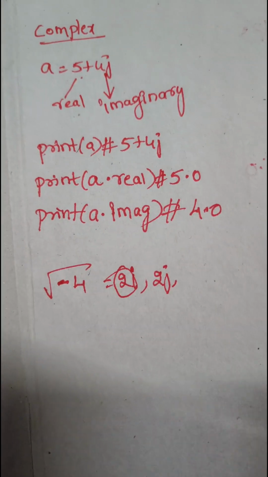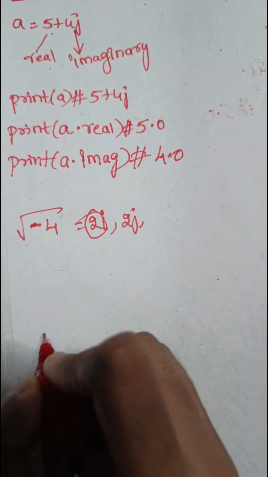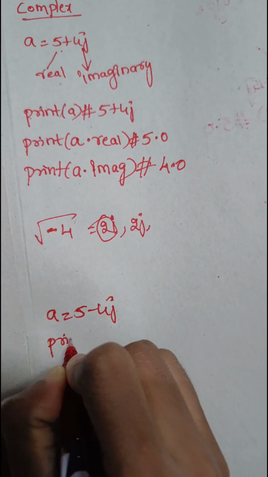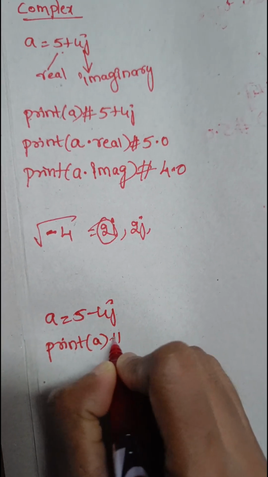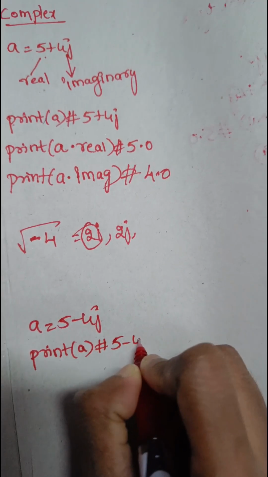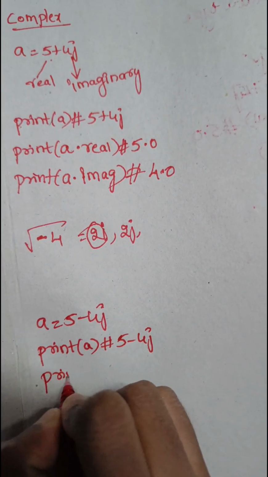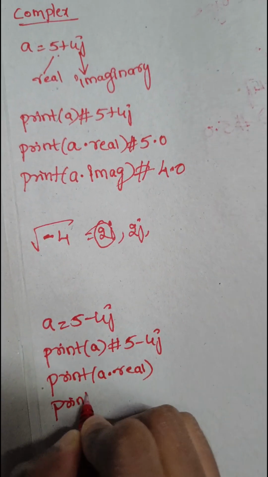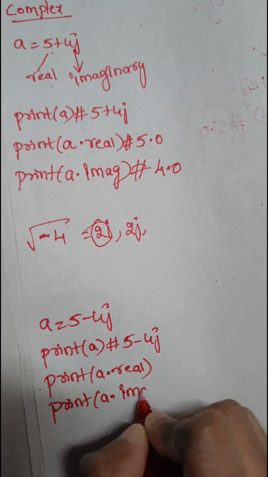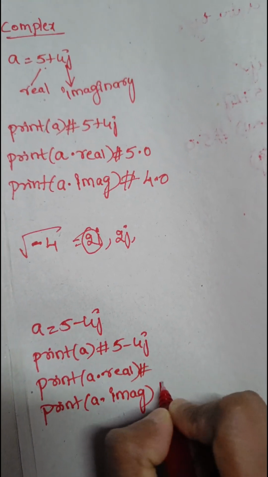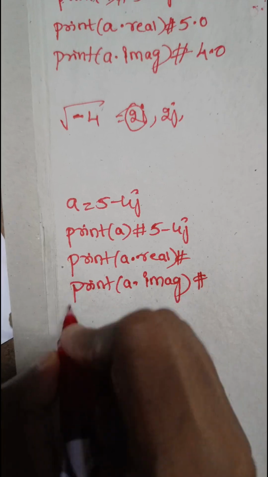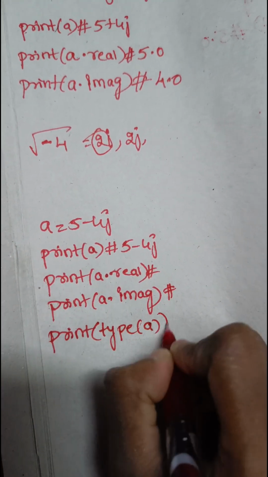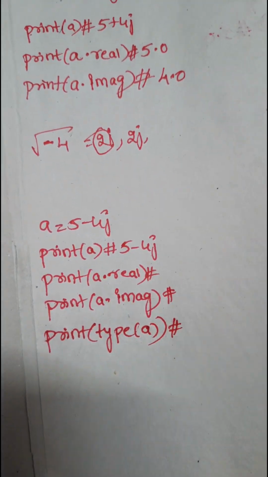Now I will give one more example regarding this complex only. What if the value is a negative number, like A is equals to 5 minus 4J. Now please try this question, take some time and try this. Print of A, everyone can answer. 5 minus 4J is the output. What if I write print of A dot real, print of A dot imaginary? Okay, take 5 seconds, some time and try to answer. And print of type of A, what will you get? Type of A. Okay, this one you will get complex.